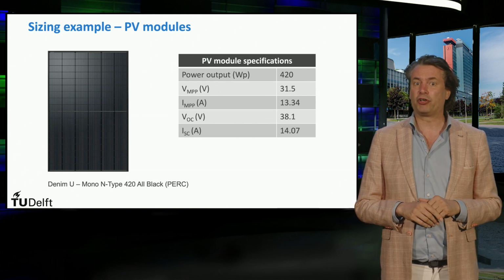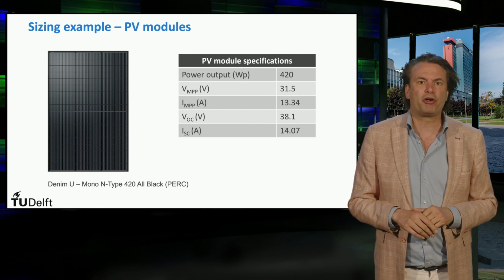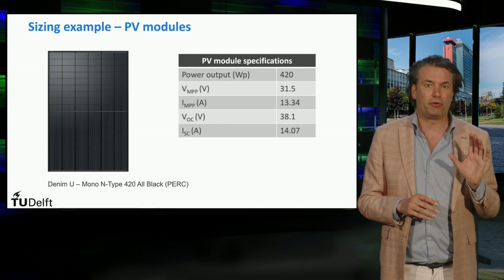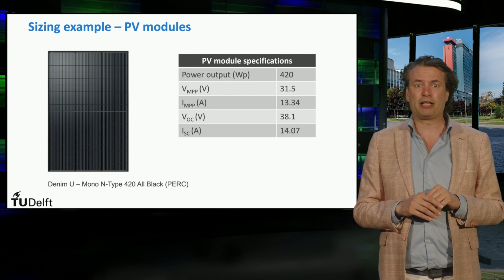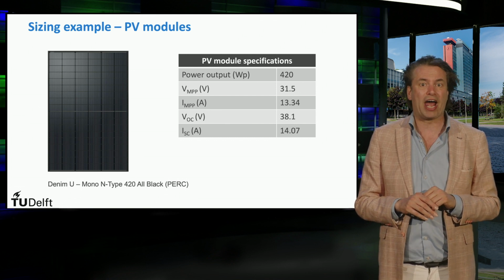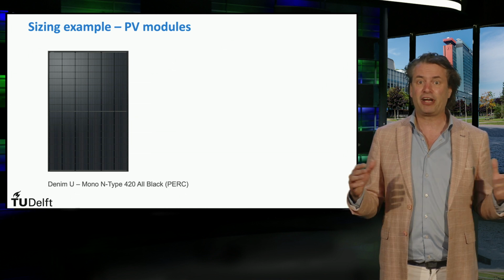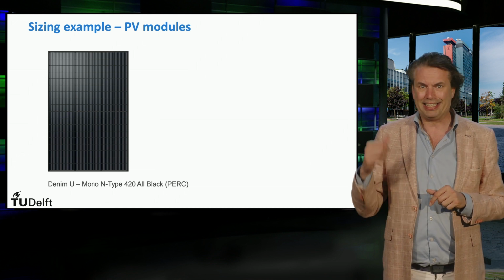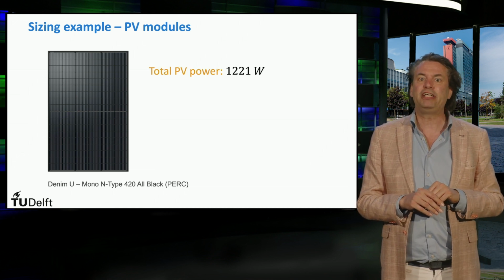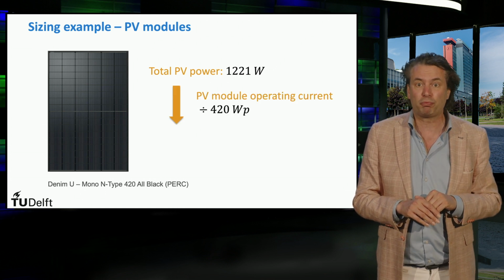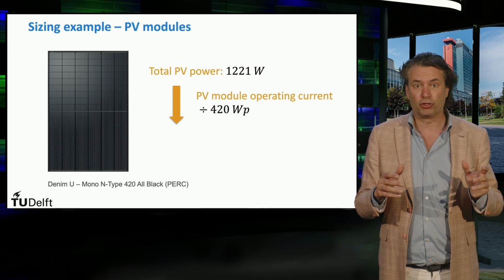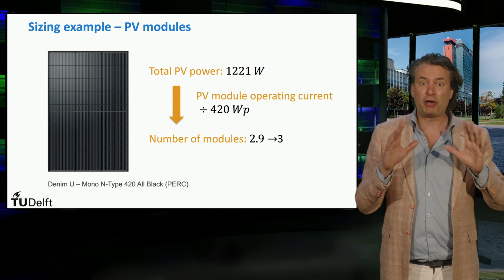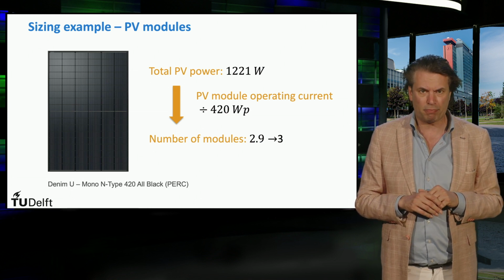Let's take the following PV modules as a reference. Nominal power output per module is 420 watts at maximum power point, with a voltage at maximum power point of 31.5 volts and a current at maximum power point of 13.34 amps. To find the size of the PV array, we first determine the number of modules needed to generate the needed power. This is achieved by dividing the needed PV array power by the PV module's power at maximum power point found in the module's datasheet. The calculation shows that in this example, we need 3 PV modules to match the needed power.